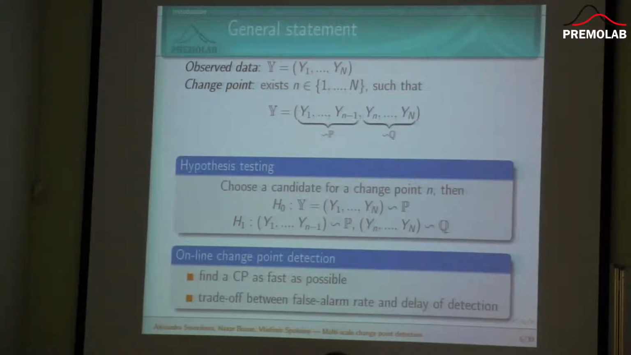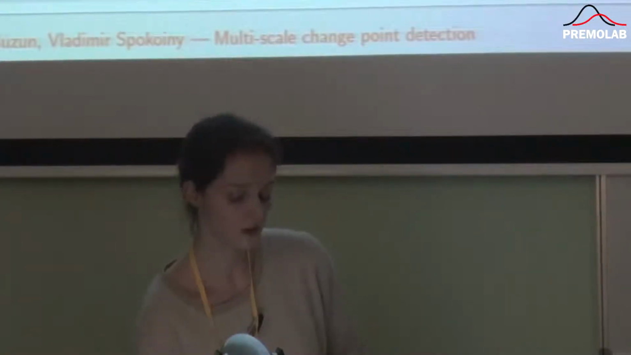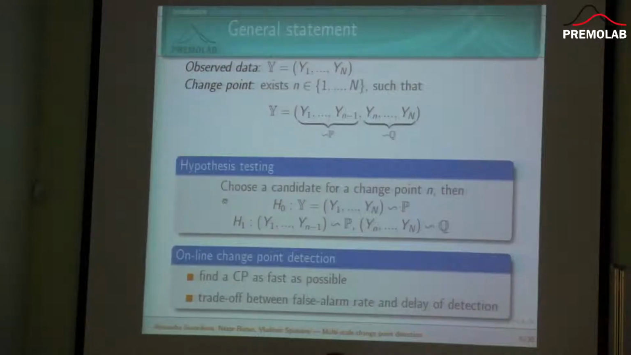This problem can be easily reduced to the problem of hypothesis testing as soon as we have a candidate for a change point. Let's assume that N is our candidate. Then our baseline hypothesis is that there is no change point and the data is homogeneous. And its alternative is that N is a change point and then the data is heterogeneous. In this work, we mainly focus on online change point detection. It means that we would like to find a change point as fast as possible, and we would like to find a trade-off between the false alarm rate and the delay of the detection.